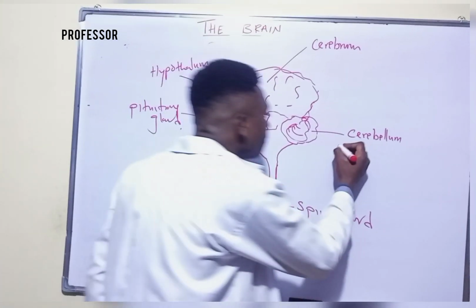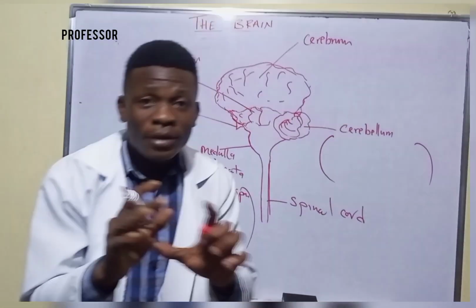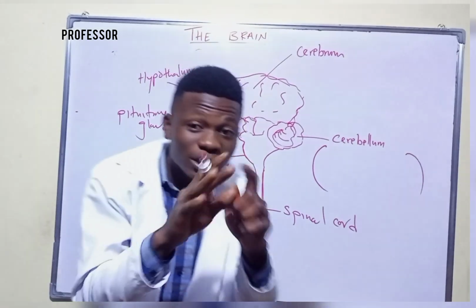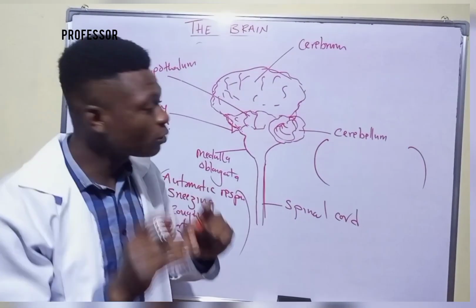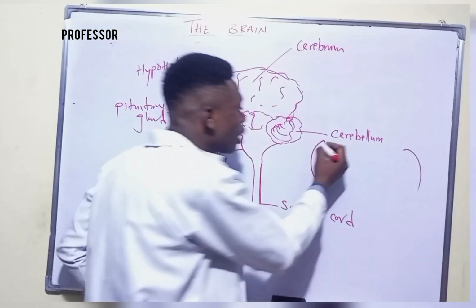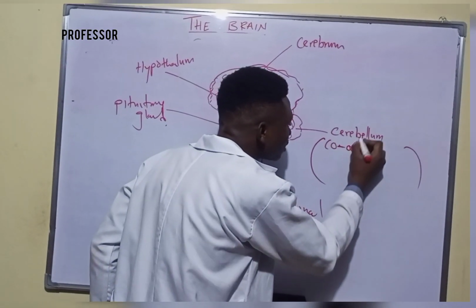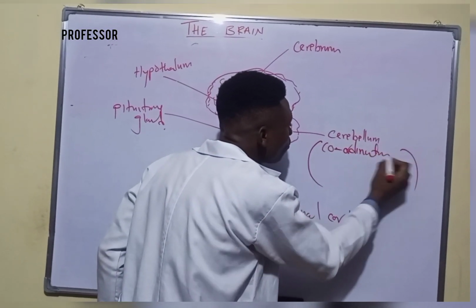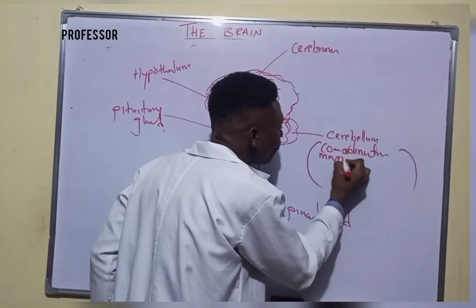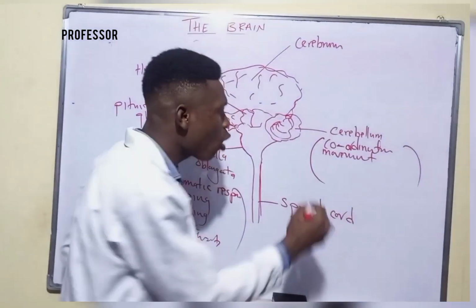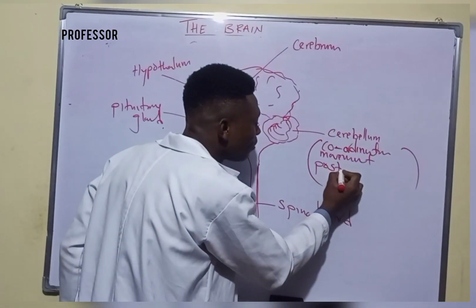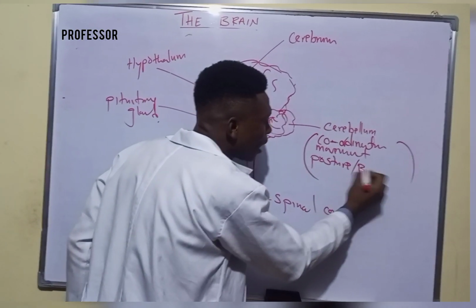When we go to the cerebellum, this is the part of the brain that is responsible for helping the coordination of movement. It also helps in body posture and balance.